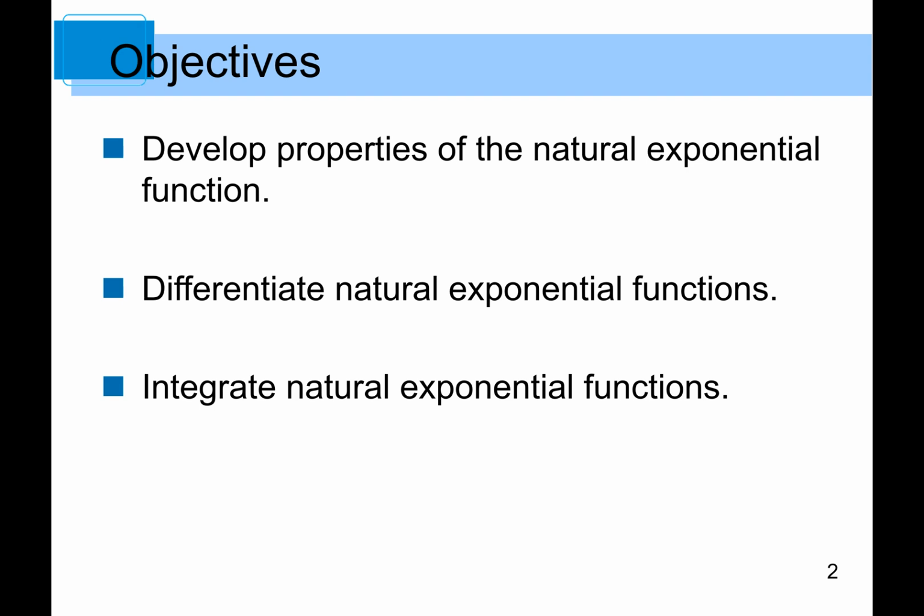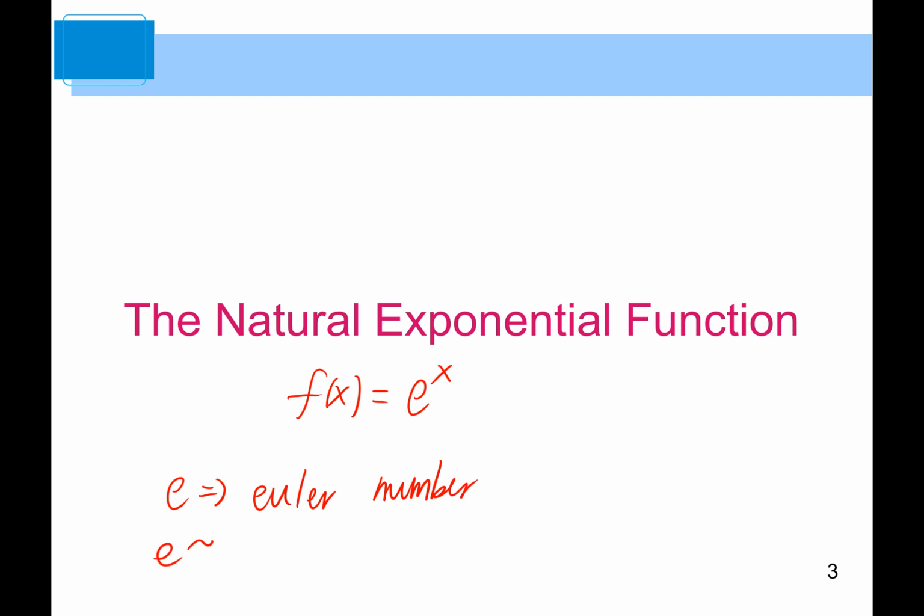So in this particular section, we're going to go over properties of the natural exponential function, and we'll learn how to differentiate natural exponential functions, and also how to integrate natural exponential functions. First of all, again, we're talking about f of x equal to e to the x power, right? e is the Euler number, and e is approximately equal to 2.718.